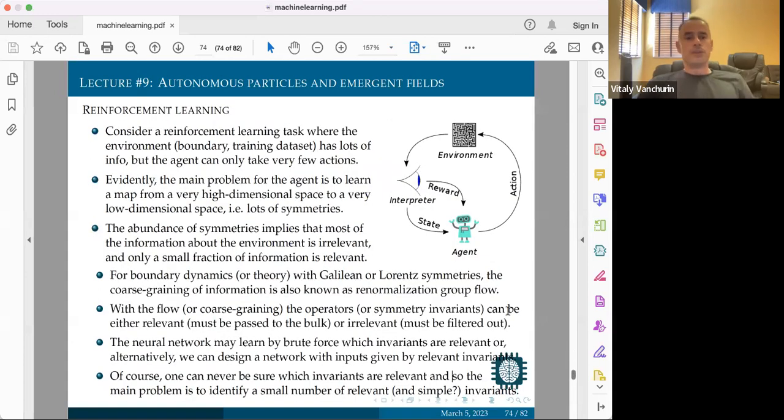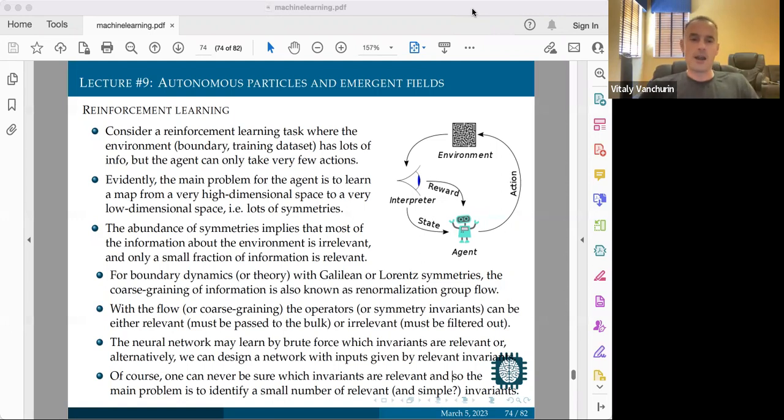Yeah. So reinforcement learning. What is it, and how is that related to symmetries? Where are the symmetries there? Consider a task where you have an environment which describes your boundary dynamics or training data set. Let's assume that it has lots of information. We're not talking about symmetries yet. We just know that there is a lot of information in the environment.